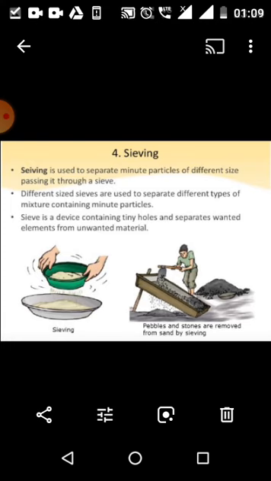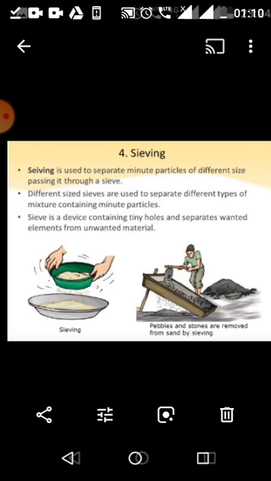Next, this is also separation of mixtures. The topic is sieving. Sieving is used to separate minute particles of different sizes by passing them through a sieve. So this is also something we can use in our day-to-day life.